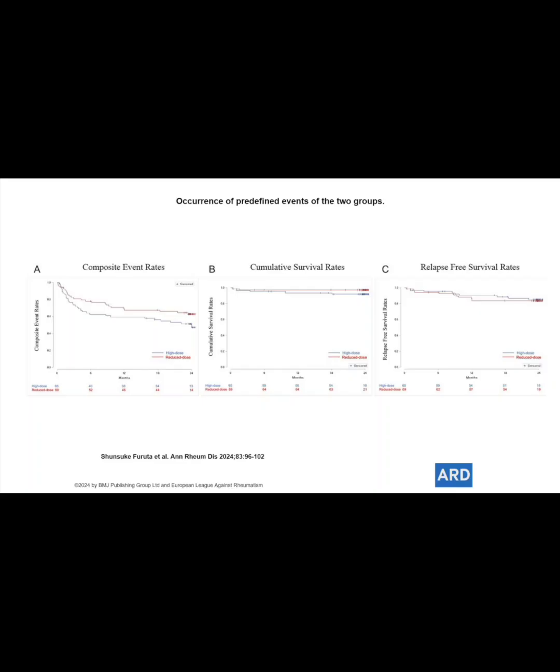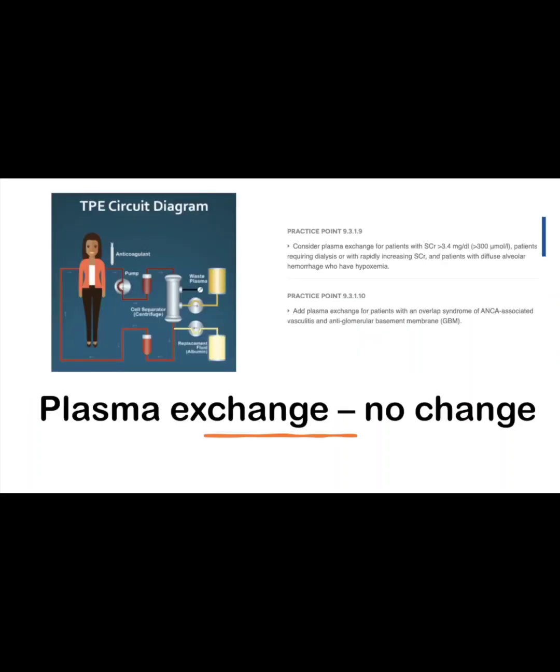At 24 months, the frequency of relapse did not differ between the two groups, and the serious adverse events were less frequent in the reduced dose of glucocorticoids, with a lower rate that was seen at 6 months after induction. Moving on, the next section of the recommendations deals with plasma exchange.